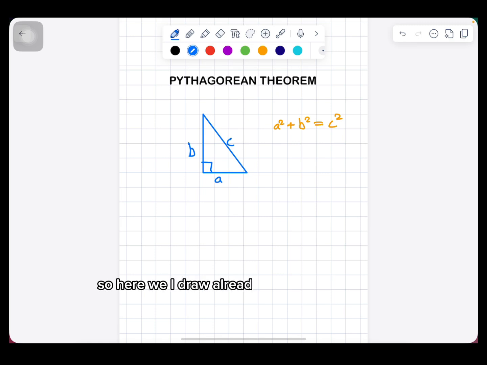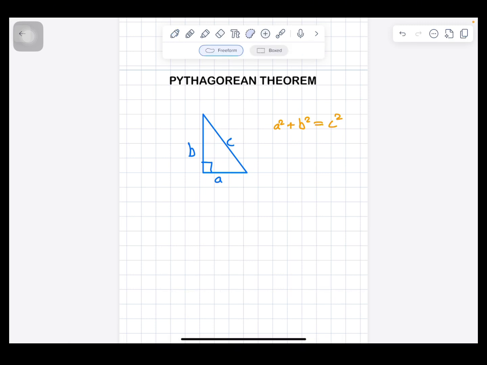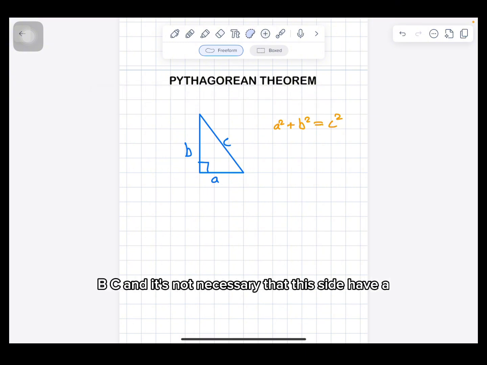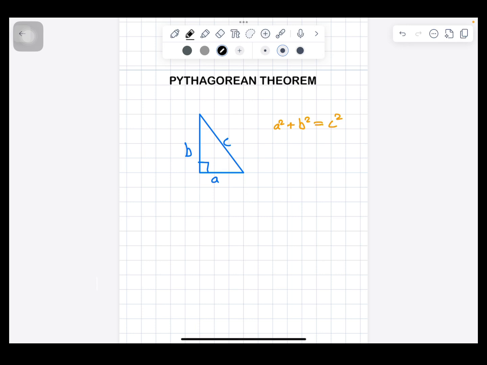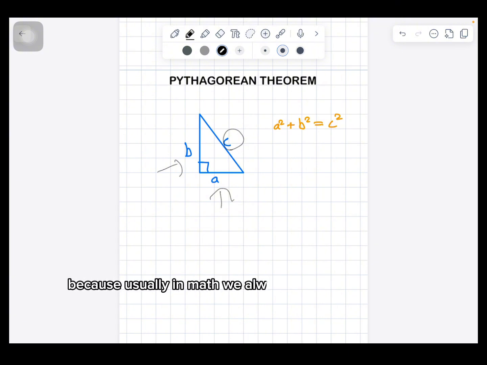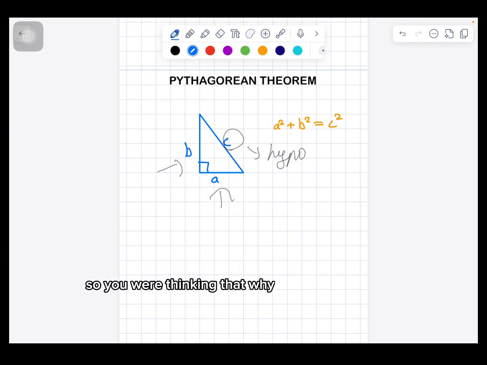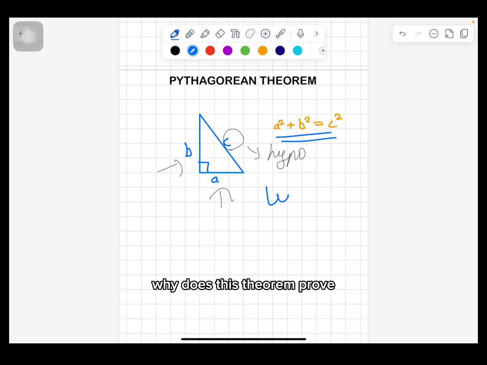So here I already drew a triangle, which is ABC, and it's not necessary that this side has to be A or this side has to be B, but this side has to be C, because usually in math we always represent the C variable in a triangle with the hypotenuse. So you will be thinking, why does this formula apply, why is it so, what does this theorem prove?